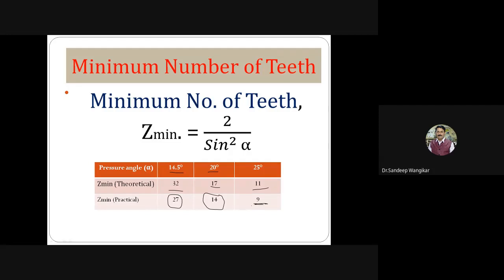So once again, I will repeat, the minimum number of teeth is the number of teeth required on the pinion to avoid interference and undercutting. So what is interference? The teeth on the pinion will go into the dedendum part.